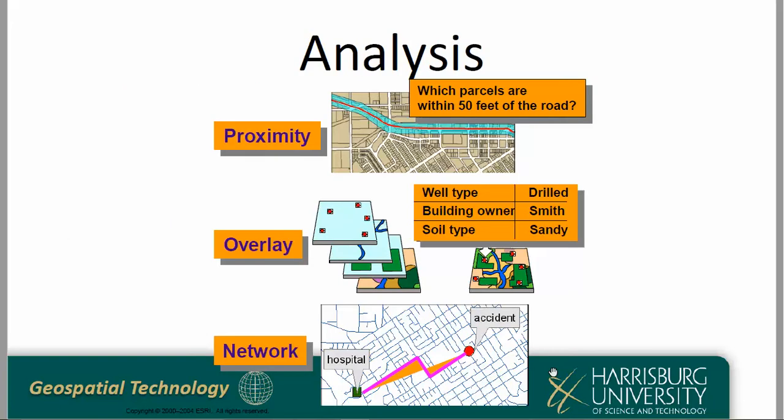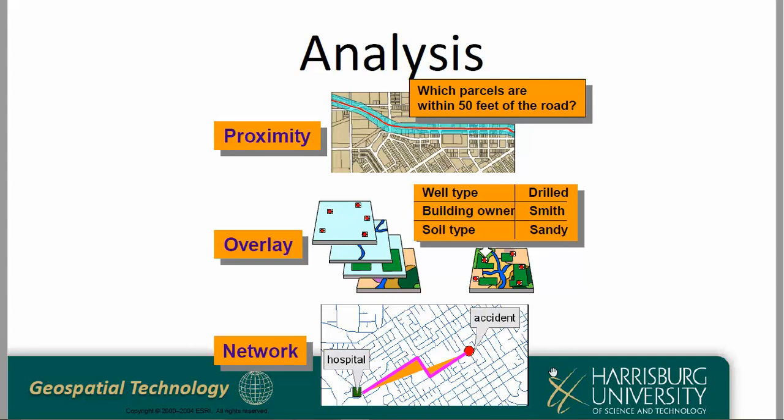Once we have all the data, we can run analysis. Now there are multiple ways of analyzing spatial data. The three examples here, and others that we'll go into later on, I believe in Unit 8 or 9, is the analysis type. So first, if you look at the top, we ask which parcels are within 50 feet of a road.